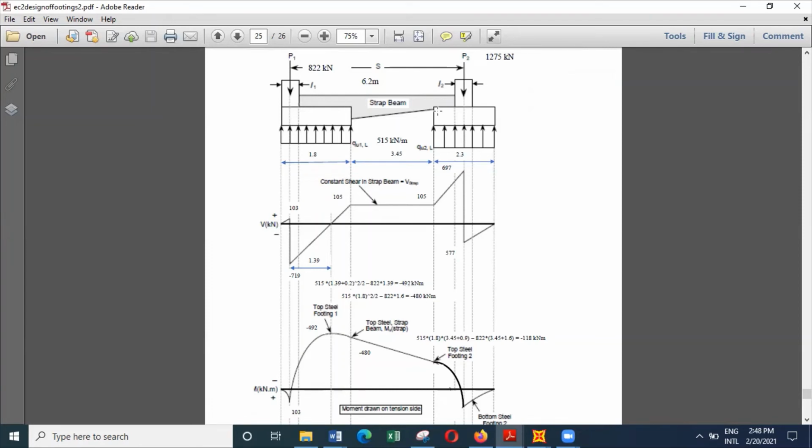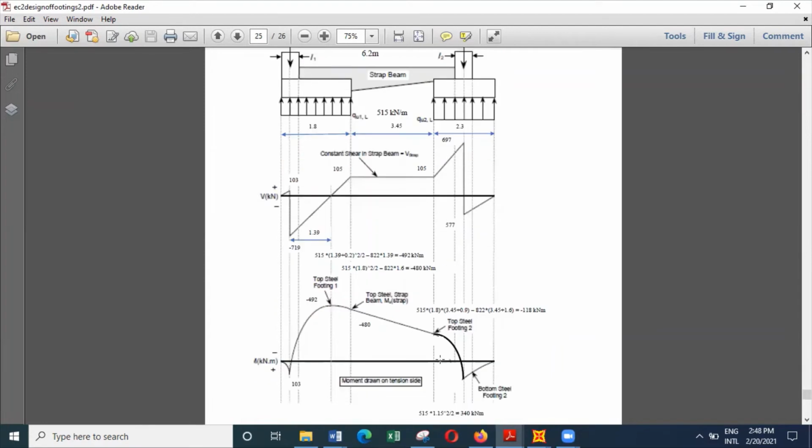And then you can take the bending moment about this point, which is equal to 515 into 1.8 into this particular distance, that is 3.45 plus 0.9, minus 822 multiplied by 3.45 plus 1.6. So you'll end up with the answer of 118.